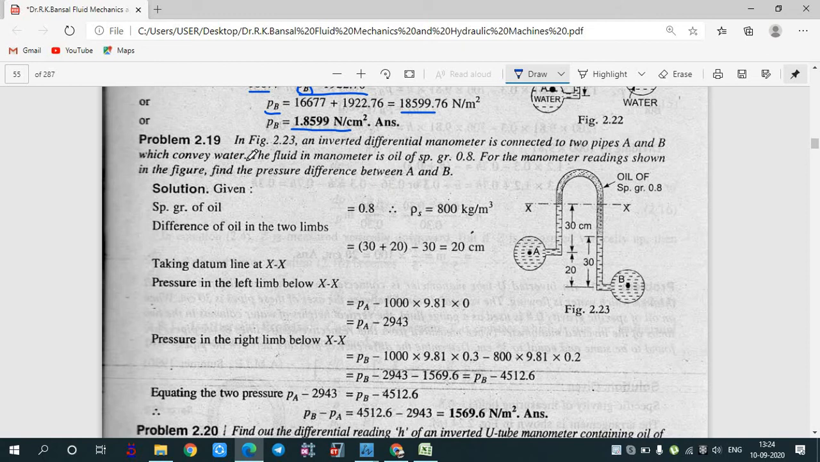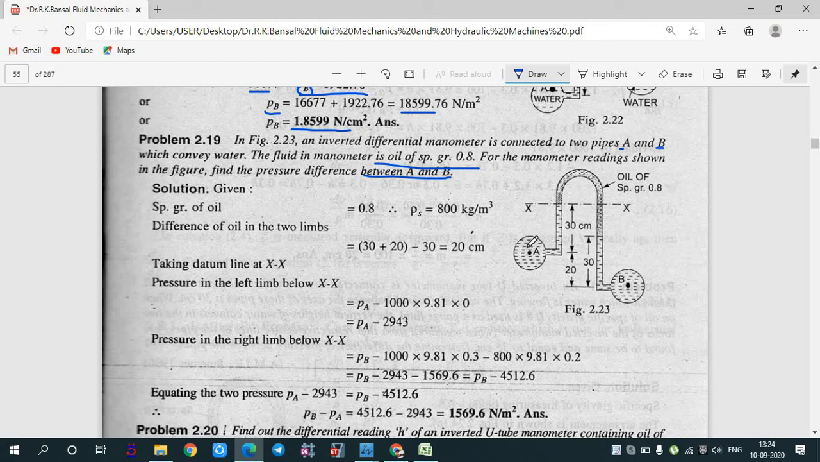After that, we will see the next numerical. In this figure, an inverted differential manometer is connected to two pipes A and B. Again, an inverted manometer is being used, which is conveying water. The fluid in the manometer is oil of specific gravity 0.8. For the manometer reading shown in the figure, find the pressure difference between A and B. So we need to calculate the pressure difference between A and B.